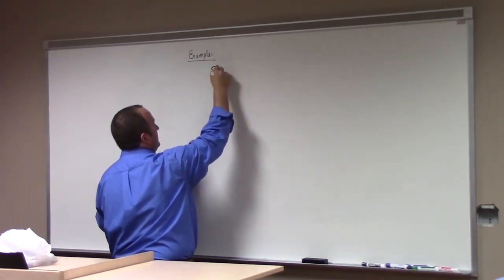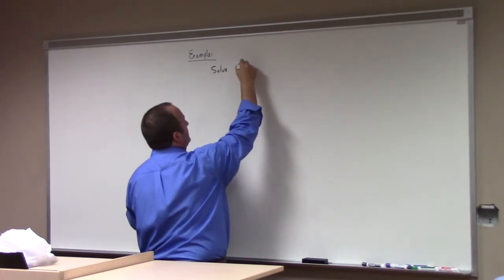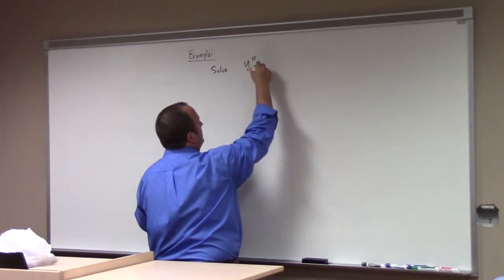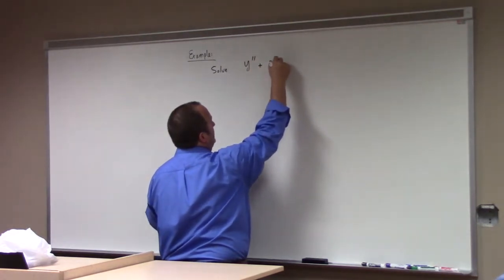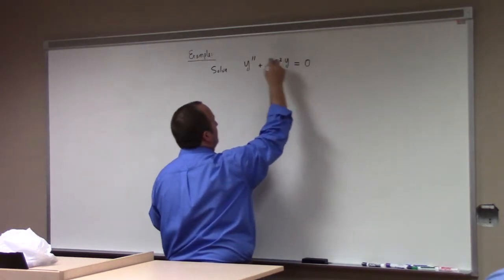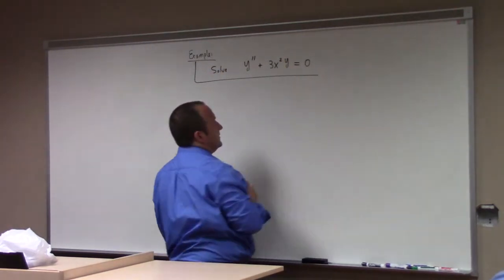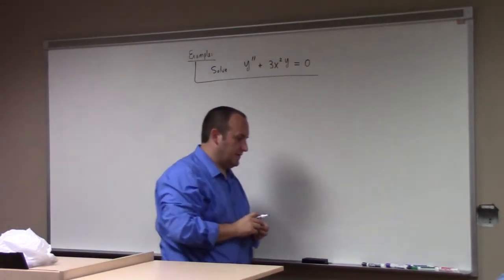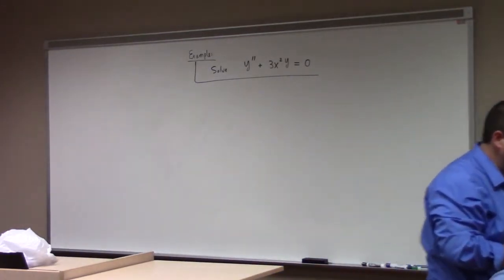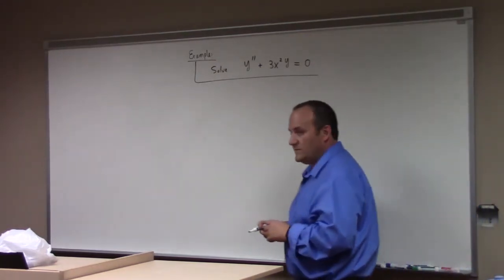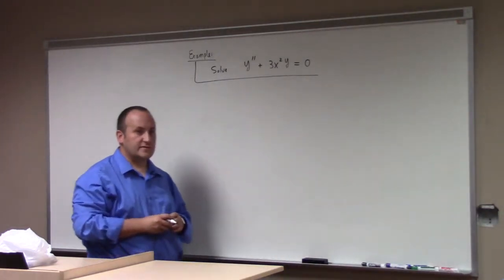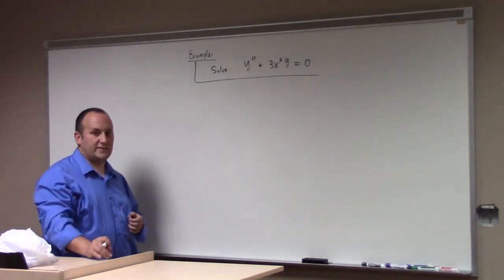So let's try to solve, let's say, y prime prime plus 3, let's say x squared y equals 0. And we're going to try to find the solution centered about 0. Now, first of all, that's going to be possible because the coefficients of this differential equation are what? 1 and 3x squared. Where's there a singularity in the 3x squared function?